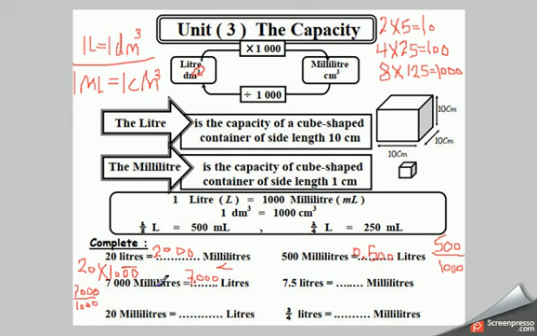Okay, I understand you. Now I have a decimal point. 7.5 liters equals how many milliliters? Now I should multiply by 1,000. Okay, I can't do this. 7.5 times 1,000 equals what? Can I increase this number by 3 zeros?